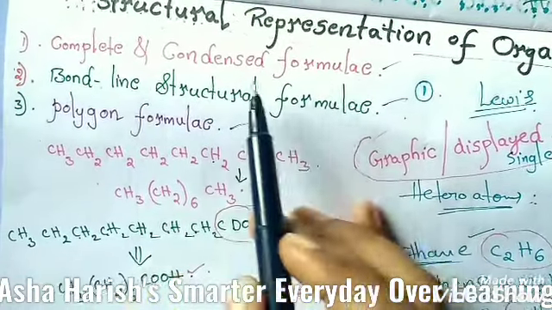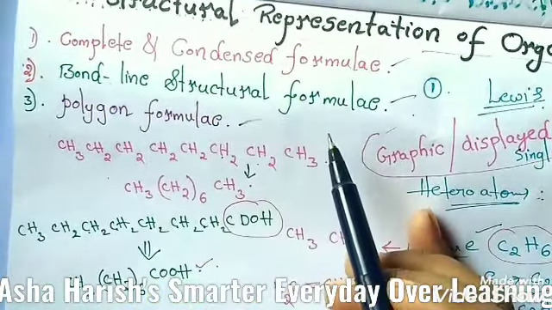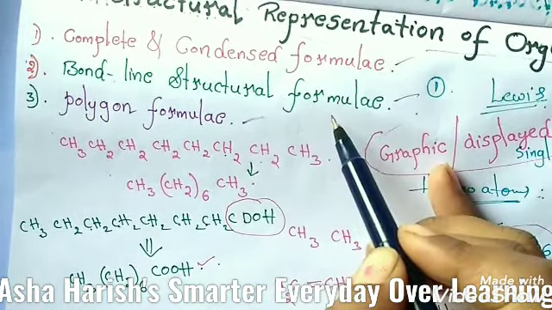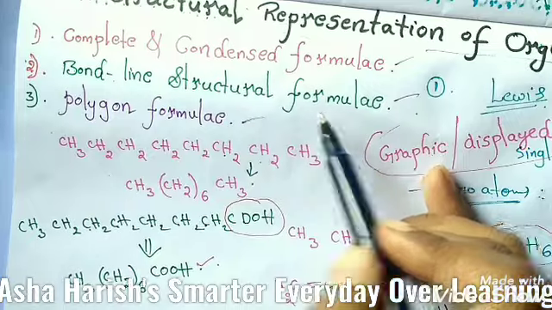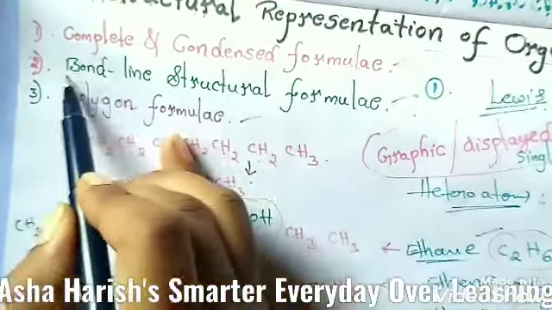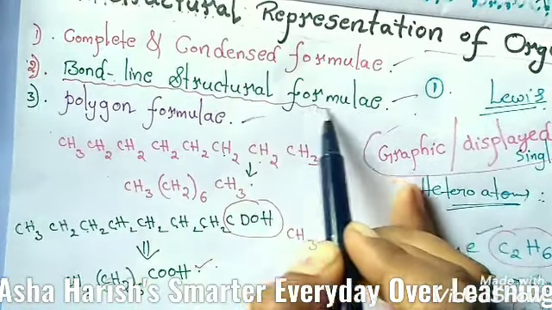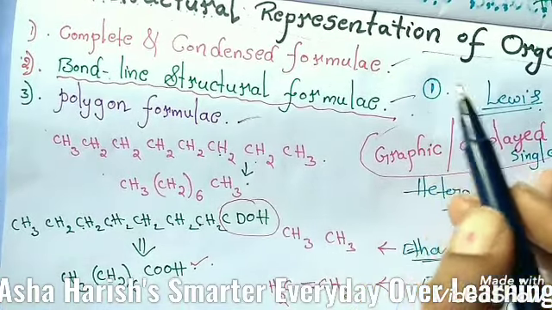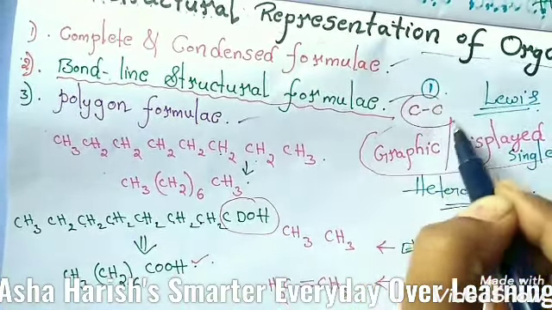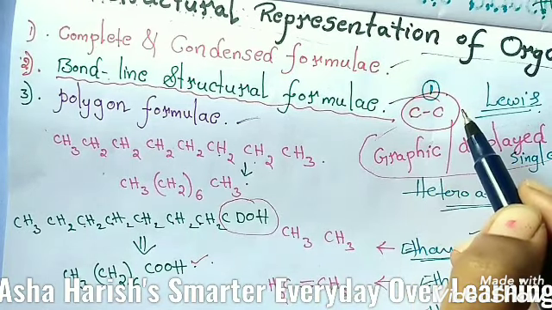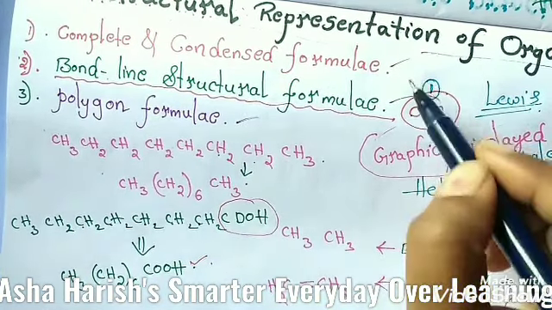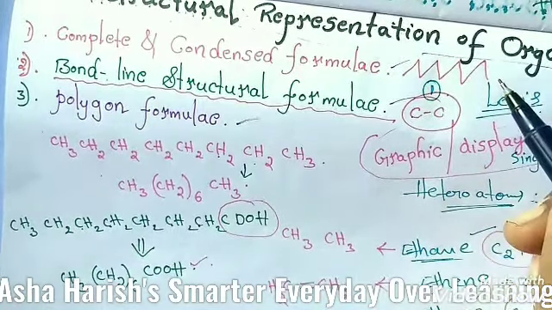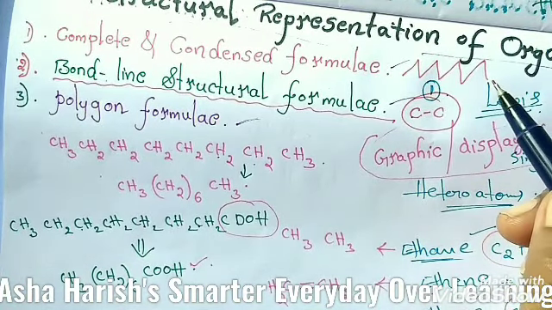Now let's go for the next one, bond line structural formulae. How can we write the bond line structural formulae? It is a simple, short and convenient method of representing organic molecules. In this method, carbon-carbon bonds are shown by lines drawn in a zigzag way, and carbon atoms are shown by line ends and intersections.